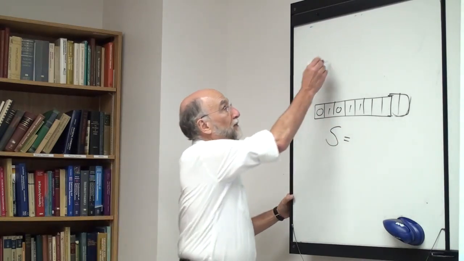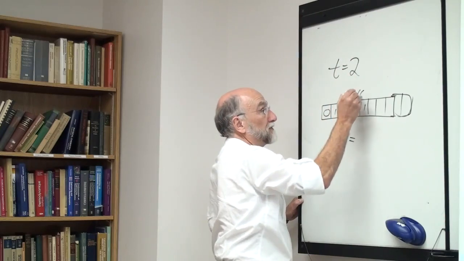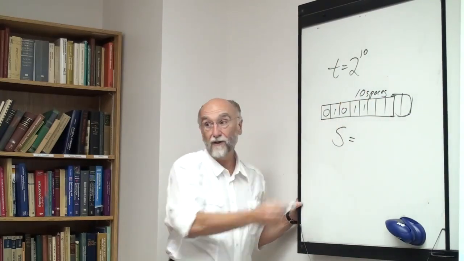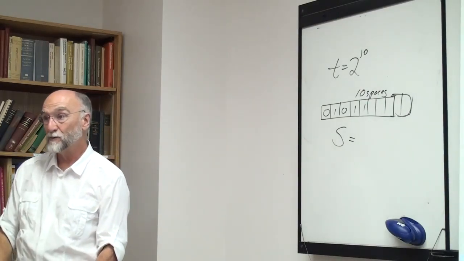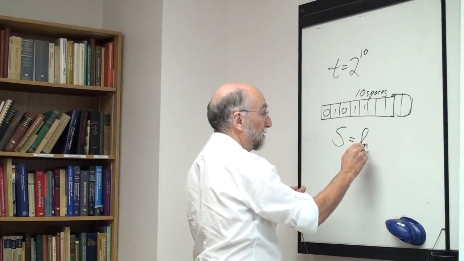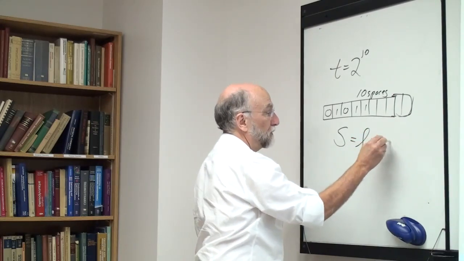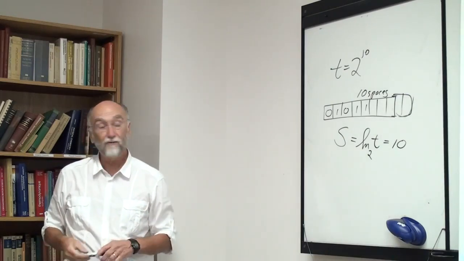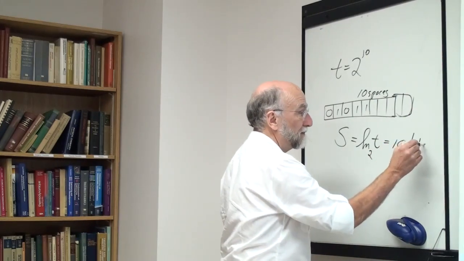Obviously, the number of possible messages, which is the multiplicity of the system, is 2 to the 10th. You have 10 spaces here, so 2 to the 10th. You have 2 times 2 times 2 times 2, or simply the number of binary numbers that you can put in 10 spaces. And the entropy, or the information, is log base 2 of T, which is 10. So the entropy of this system is 10, if you can put anything in any space. And the units are bits.